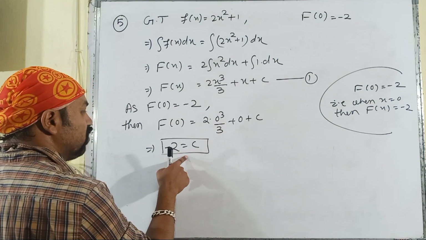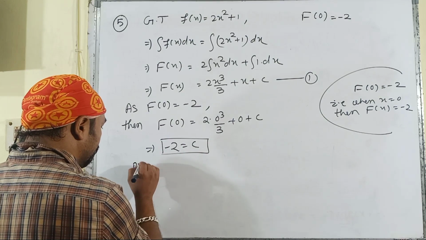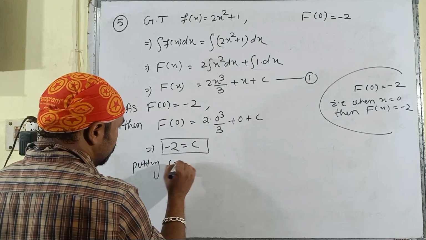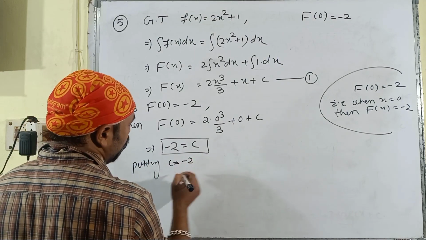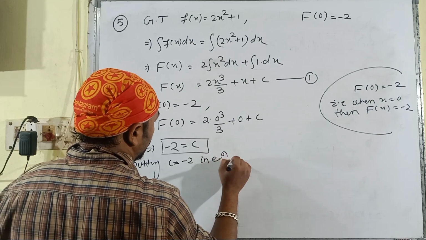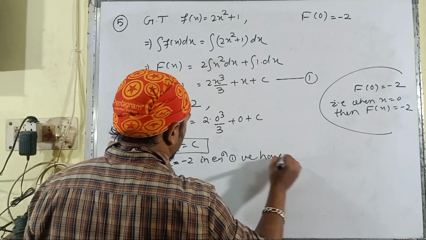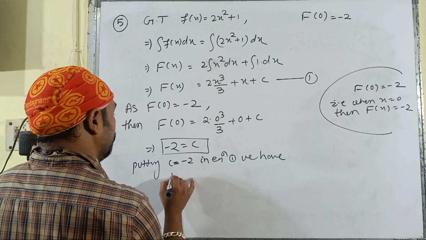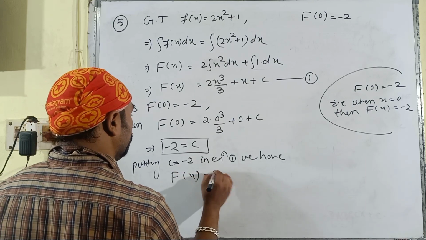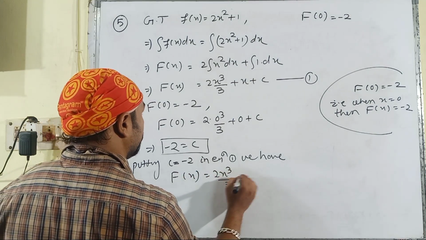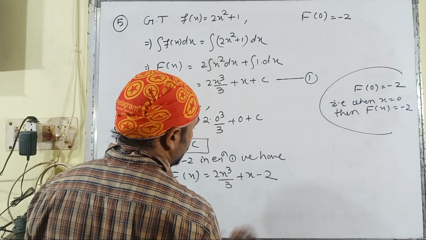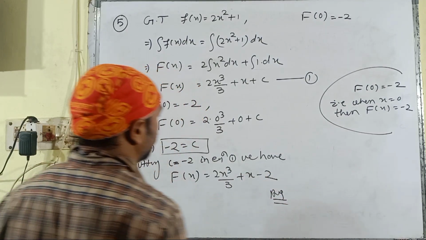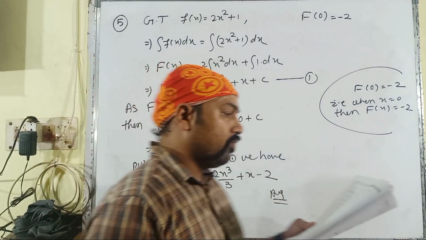Again we have to put the value of c in equation number 1. Putting c equal to minus 2 in equation 1, we have F of x is equal to 2x cube divided by 3 plus x minus 2, and here it is the solution for problem number 5.